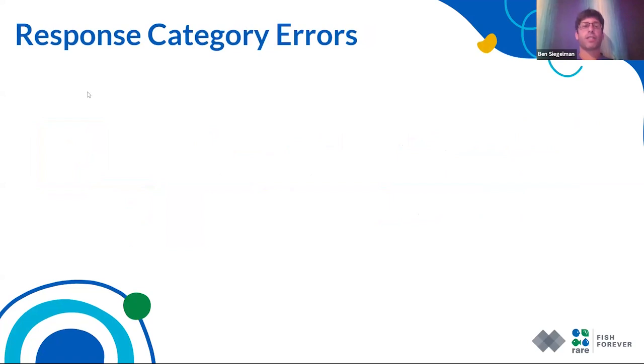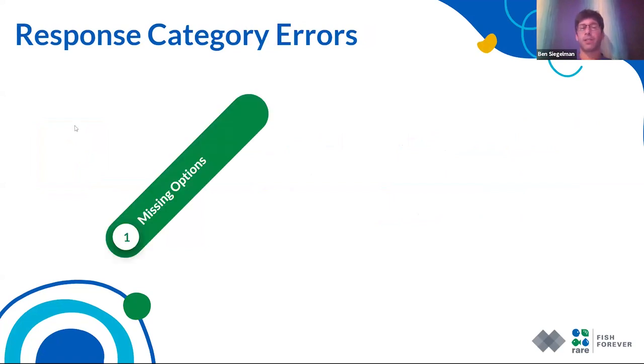Finally, we have response category errors. Missing options is one we've already talked about with the hair color question. If you don't give people a choice that applies to them, then they're going to have to answer with something that doesn't apply to them, and the results won't be accurate. Missing options includes other. We should usually, if not always, include other as an option.